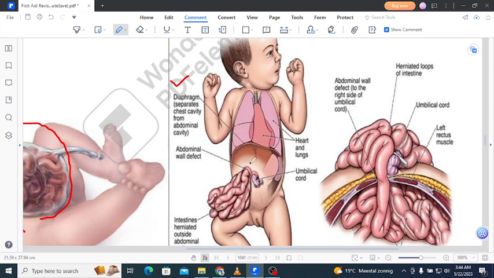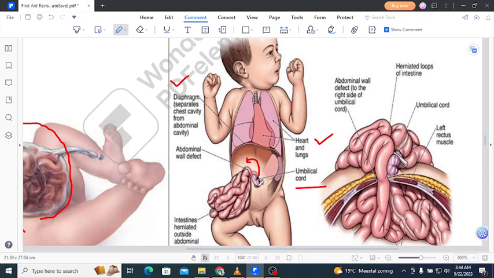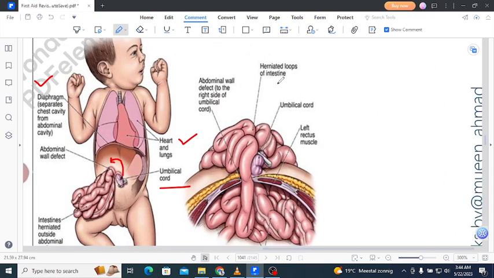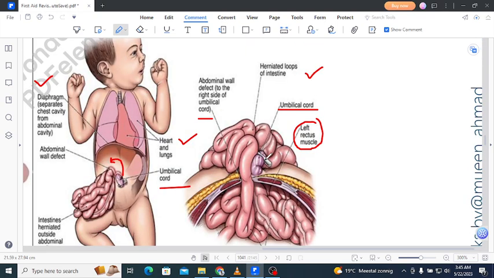Then we have an abdominal wall defect present on the right side of the umbilicus. Intestines herniate outside the abdominal cavity. Here the heart and lung are present, and the umbilical cord is intact, right in place. You can see the herniated loops of intestine like that, with the abdominal wall defect to the right side of the umbilical cord. The left rectus muscle is intact. The problem is with the right rectus muscle. Some intestine is present inside the abdominal cavity while some of it is herniating outside.